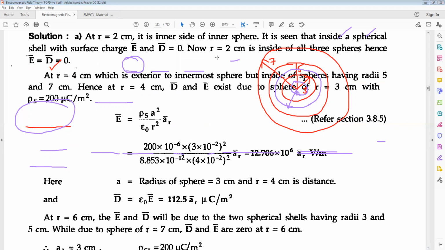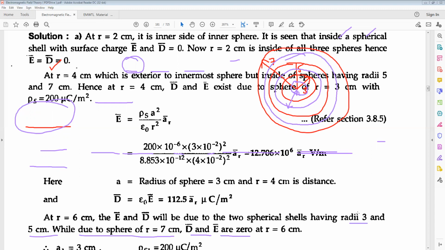Now, you can take R is equal to 6 centimeters. R is equal to 6 centimeters means it is in between the spheres of 5 and 7. It is inside of 7, so there is no effect of 7, but it is outside the concentric spheres of 3 and 5. So E bar and D bar will be due to the two spherical shells having radii 3 and 5, while due to the sphere of R is equal to 7, D bar and E bar is 0.